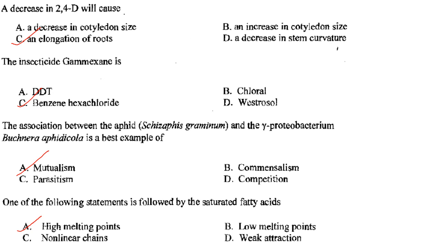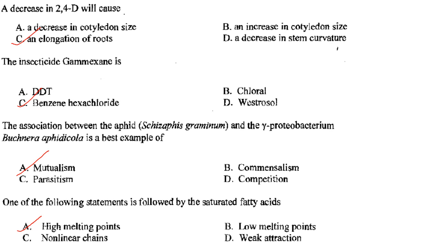The next one, a decrease in 2,4-D will cause an elongation of roots. Answer is option C. The insecticide Gammexane is benzene hexachloride. Answer is option C. Then the association between the aphid and the gamma proteobacterium is the best example of mutualism. Answer is option A. Then which one of the following statements is true for saturated fatty acids? That is, they have high melting points.